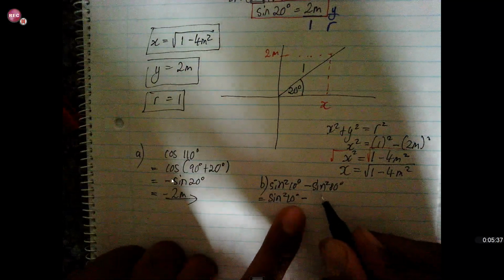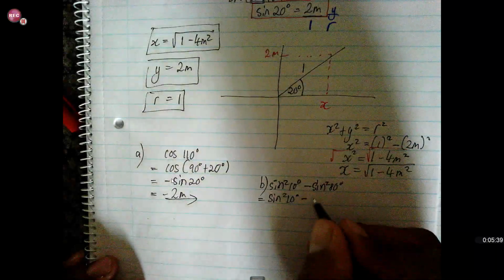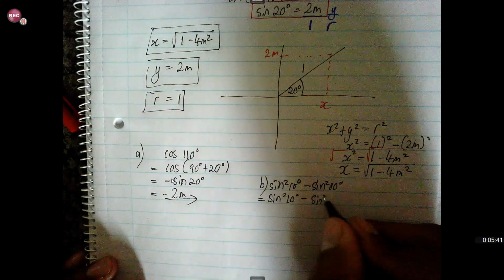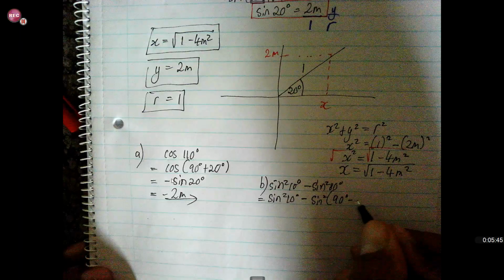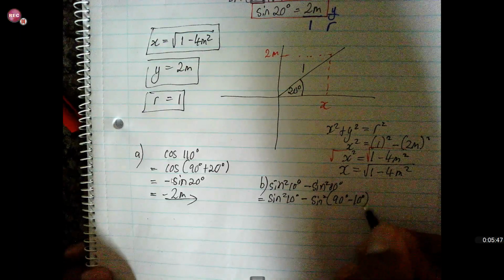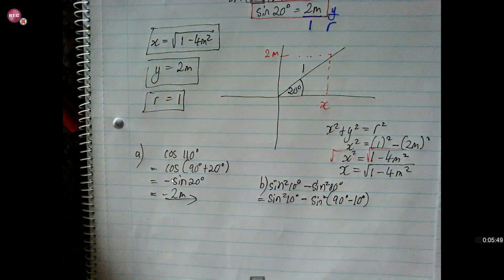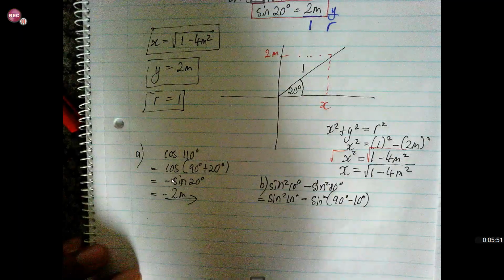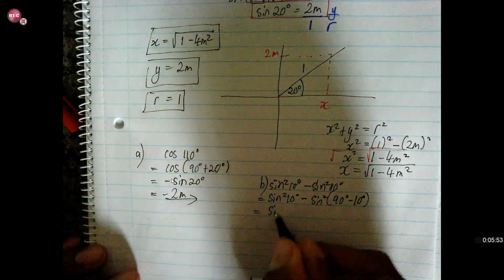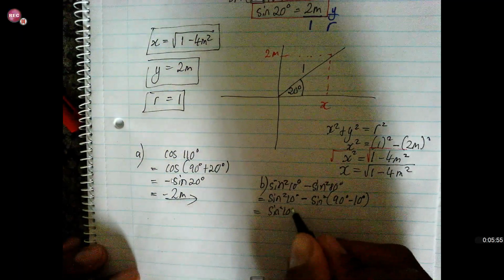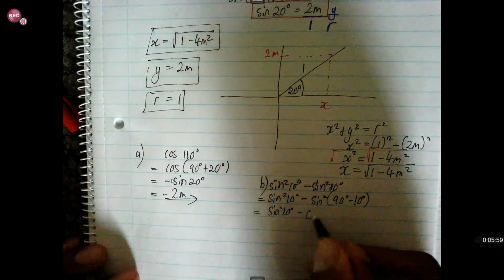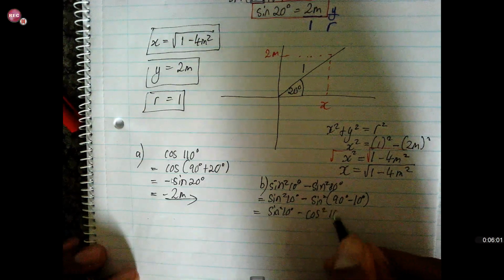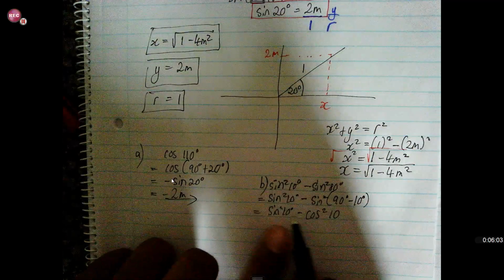So now if you have to solve this one, it's going to be sine squared 10 minus, remember this is going to be your cofunction, right? So it's going to be sine squared of 90 minus 10 degrees. With that, this is what it's going to have. We have sine squared 10, then this is going to be positive cos, so it's going to be minus cos squared 10 degrees. Now we have sine squared minus cos squared.